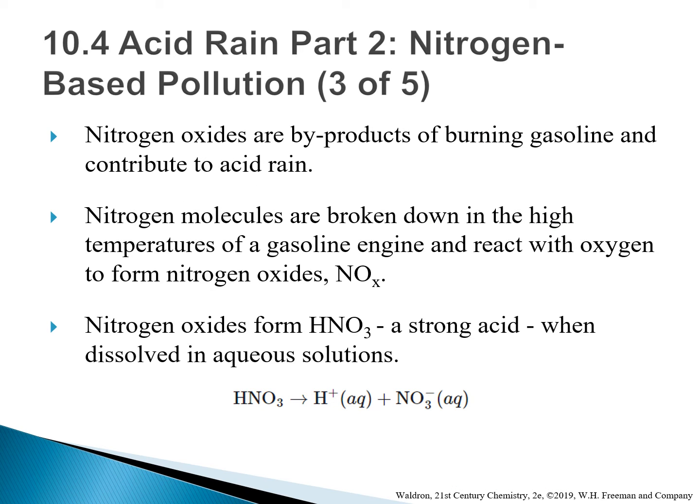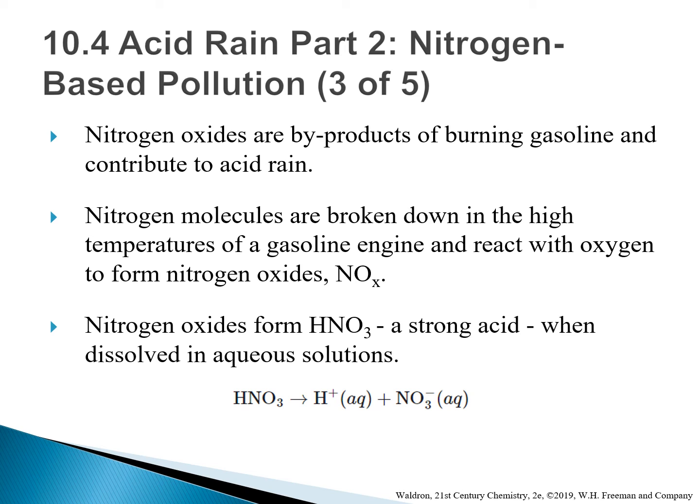Nitrogen oxides are byproducts of burning gasoline and contribute to acid rain. Recall that air contains 78% nitrogen and 21% oxygen molecules. In a gasoline engine, nitrogen molecules are brought in from the surrounding air and easily heated over 500 degrees Celsius in the combustion chamber. The nitrogen-nitrogen triple bond breaks and reacts with oxygen molecules to make two different nitrogen oxides, which we describe by writing NOx.